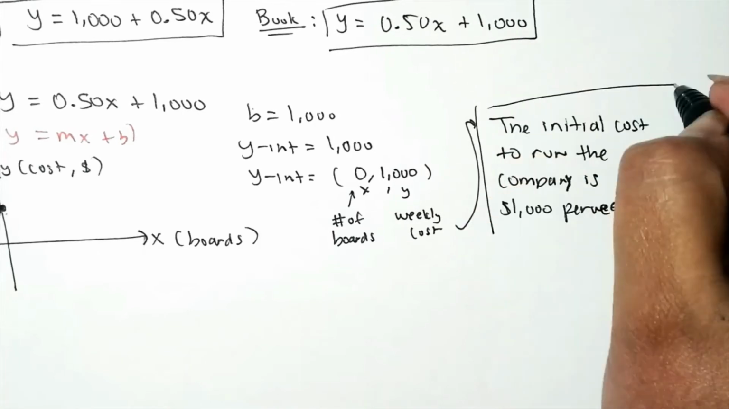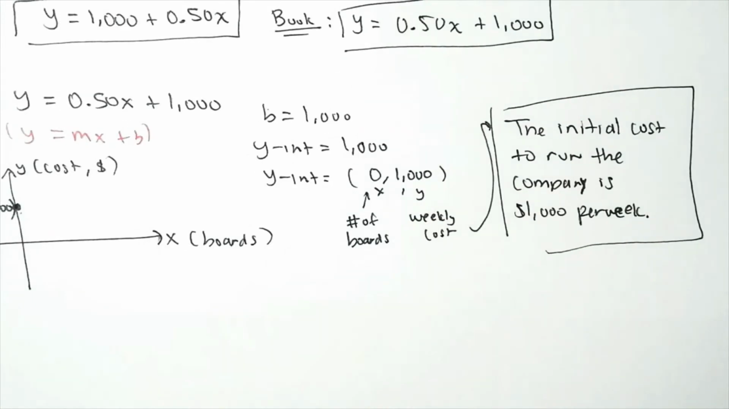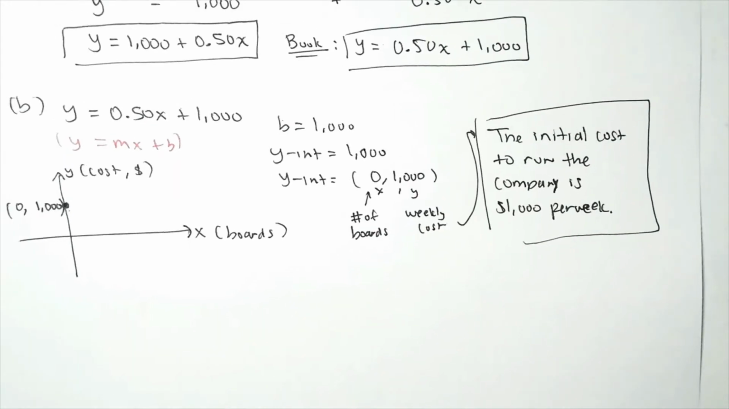Oh no, sorry about that. So the y-intercept tells us that the initial weekly cost to run the company is $1,000. Phrase it however you like. I'm just going to look for the number 1000 in there. We all speak a little bit differently, so of course our answers are going to be a little bit different. Okay, let's go ahead and move on to number C.